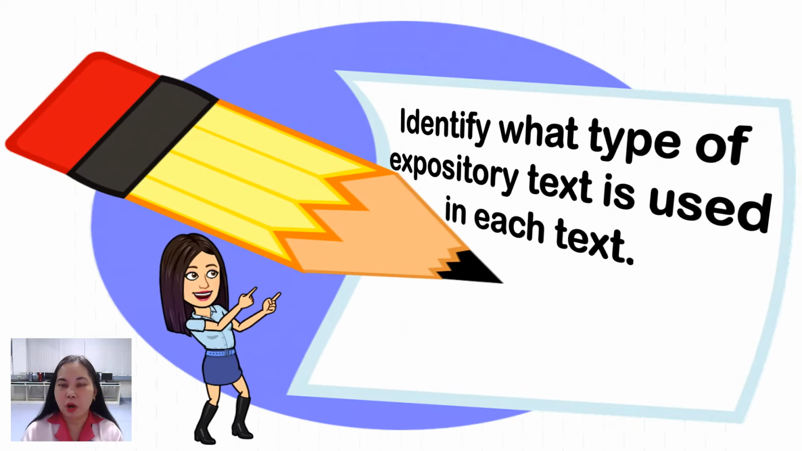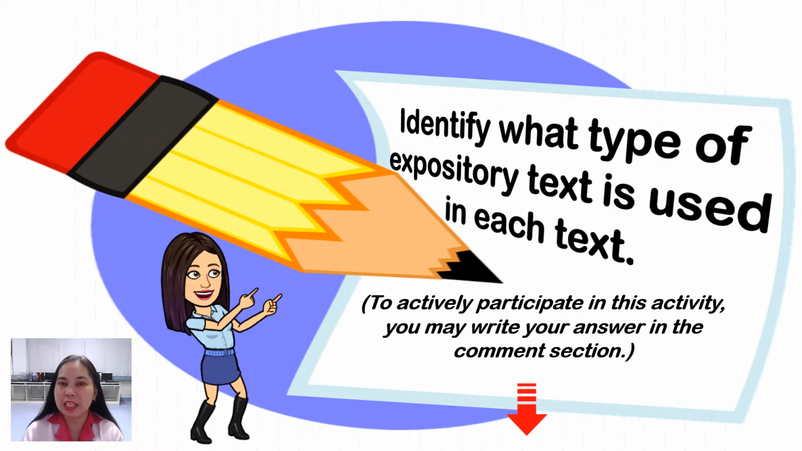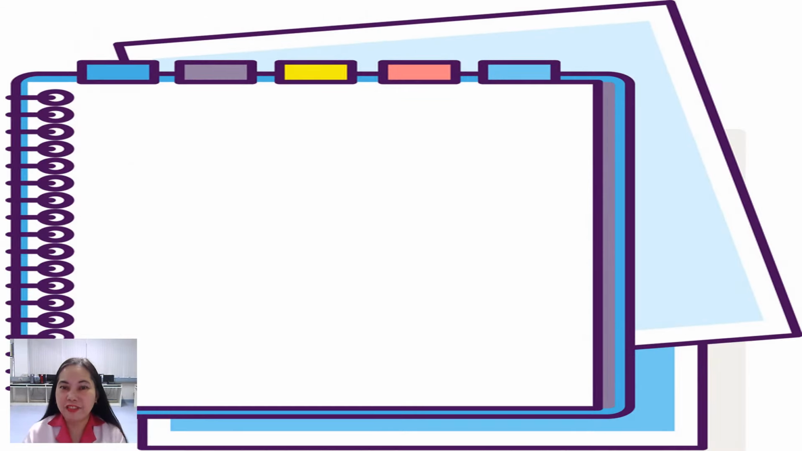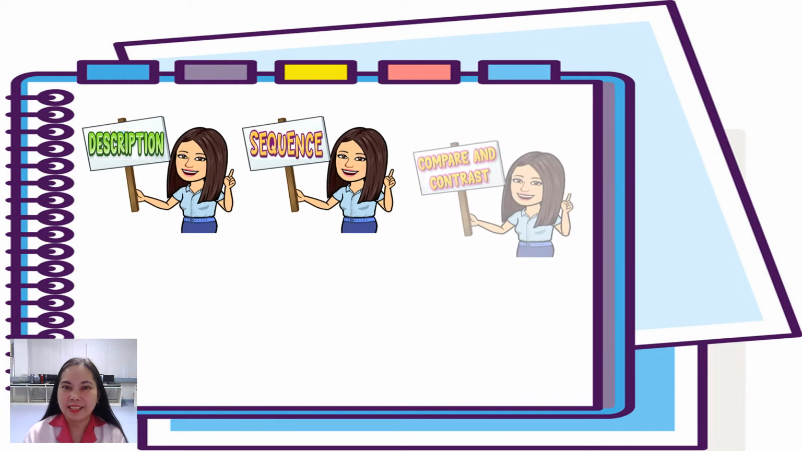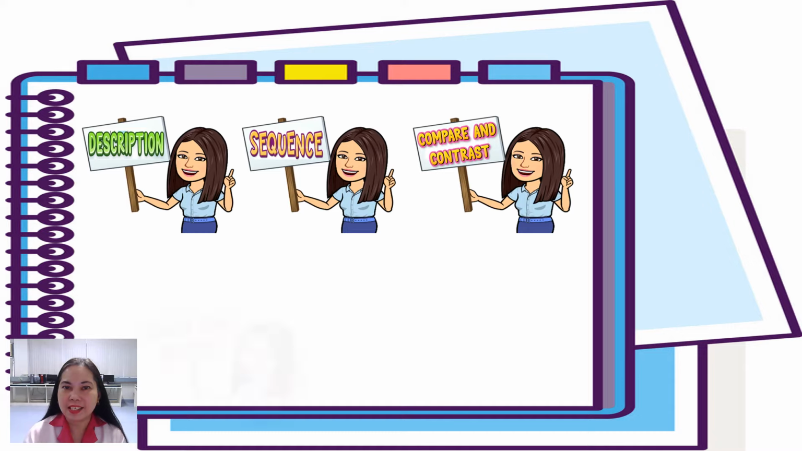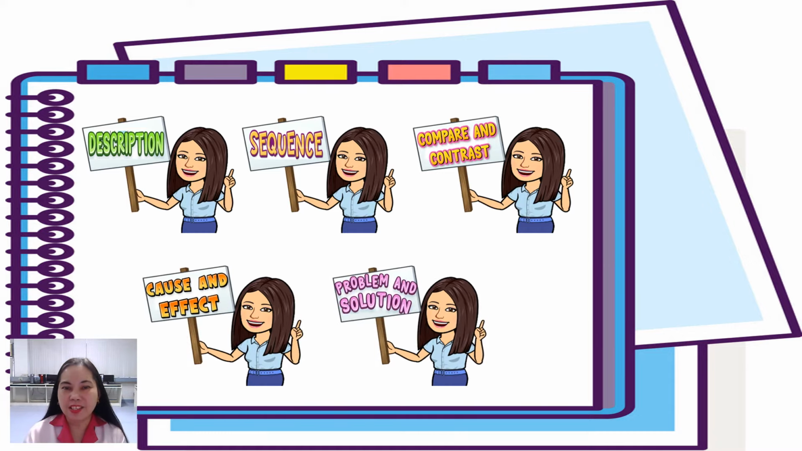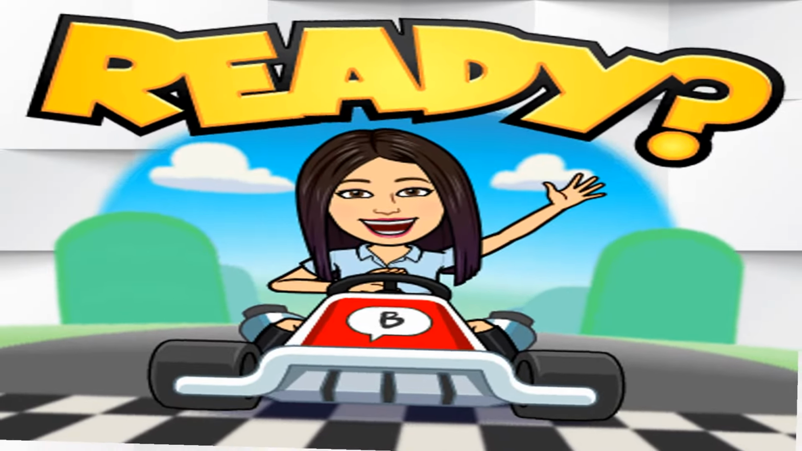Identify what type of expository text is used in each text. To actively participate in this activity, you may write your answer in the comment section. Write if it is description, sequence, compare and contrast, cause and effect, or problem and solution. Are you ready?